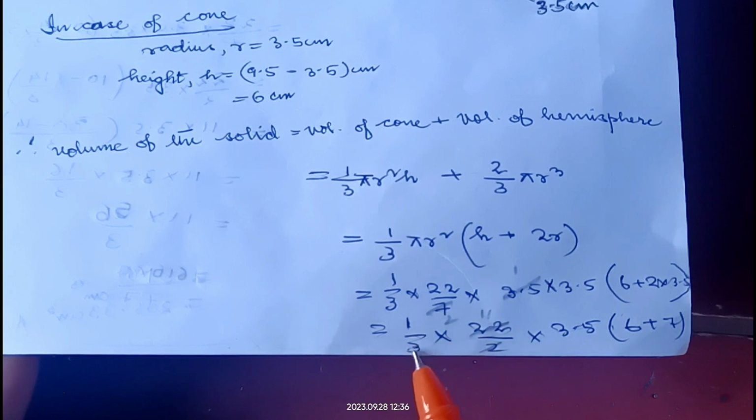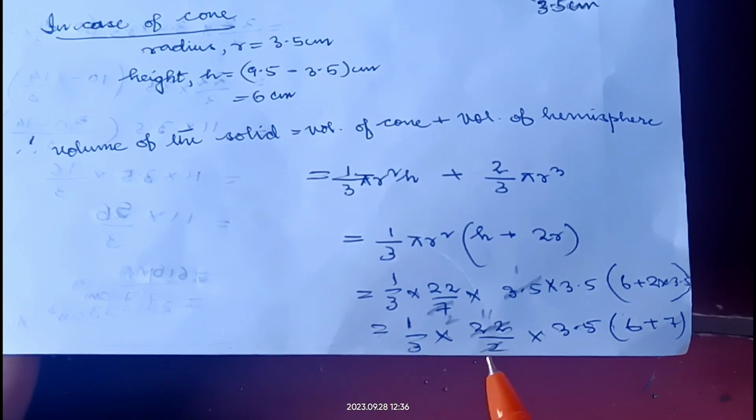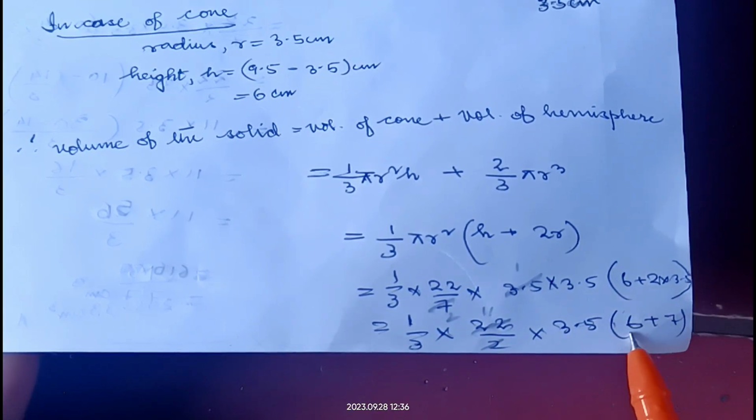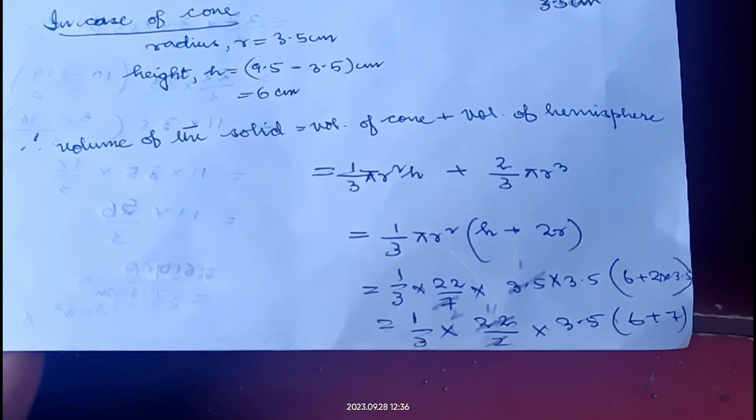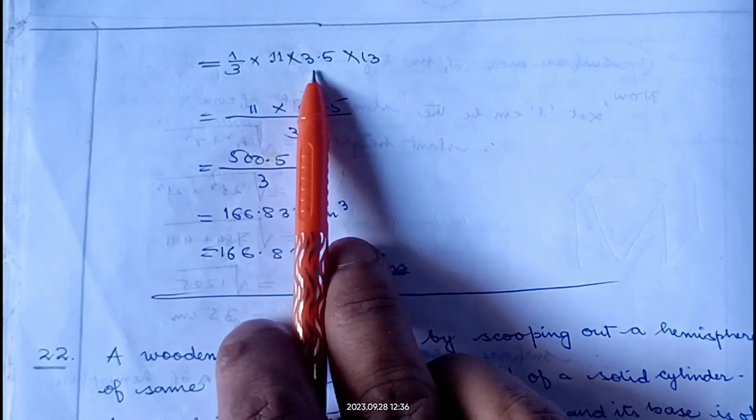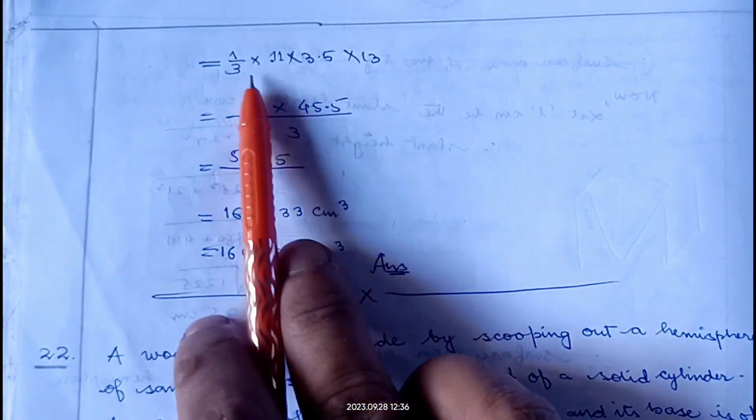Now 7 can be cancelled by 3.5. It will be 2. So 1/3 into 22/2 into 3.5, 6 plus 3.5 into 2, 7. Now 22 and 2 can be cancelled. It will be 11. So we are left with 11 into 3.5 within bracket 6 plus 7 divided by 3. So 11, 3.5 into 13 is 45.5 by 3.